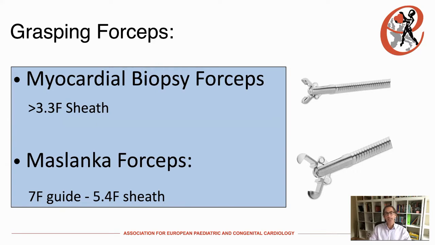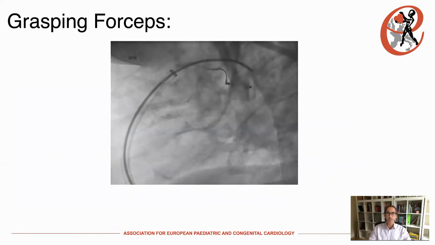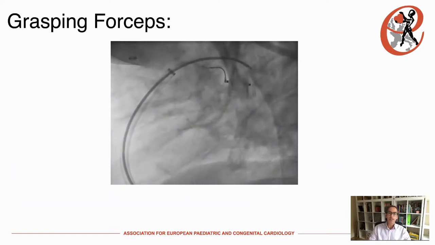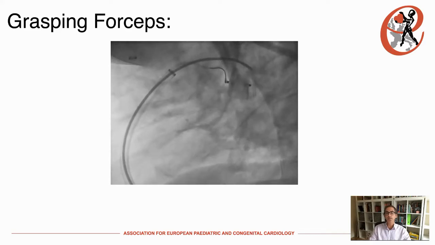This is an example of Maslanka forceps used to retrieve a 20 millimeter AVP2 device that embolized in the left pulmonary artery. On this lateral view, we see the Maslanka forceps grabbing the distal disc of the device. The forceps not only allow us to rotate the device, which is not seen here, and expose the microcatheter, but they also gave us the stability to snare the device in a much easier way.